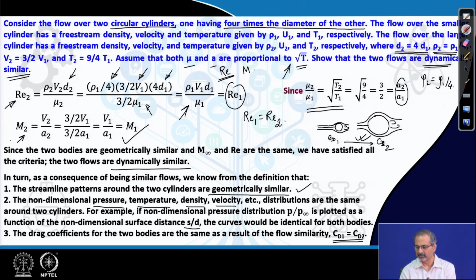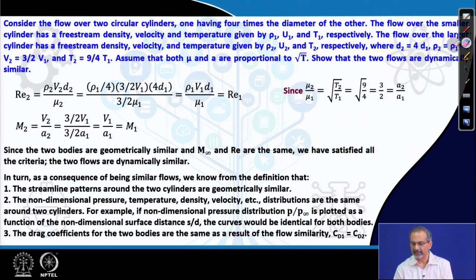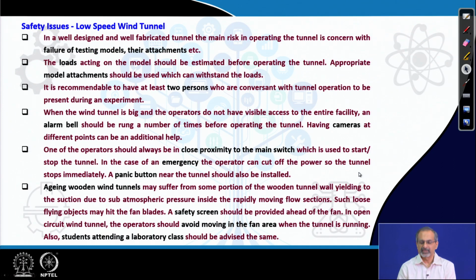They are identical to each other. So, these are the consequences of maintaining dynamic similarity. So, with this we complete our discussion on dynamic similarity, geometric similarity and kinematic similarity, which are the three different kinds of similarity that we learnt about.